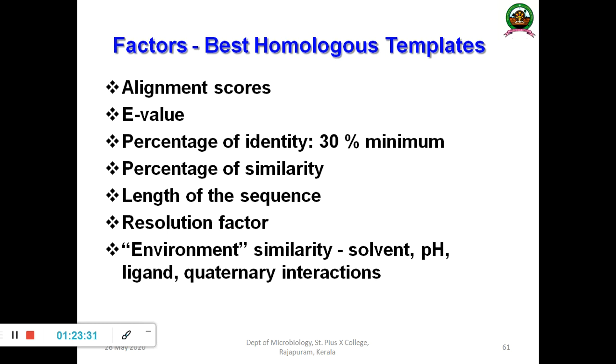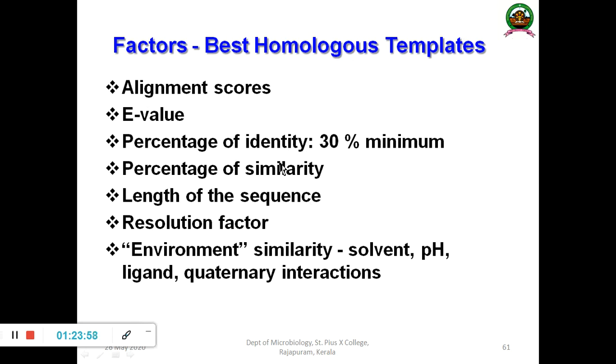Next one is the query coverage, meaning almost similar size. One particular protein has 50 amino acids in length. The next protein present in the database has 100 amino acids, but it shows a good E value and alignment score. If you take that, you cannot model properly because that particular protein has only 50, while your target has 100 amino acids. Then 50 you cannot model.